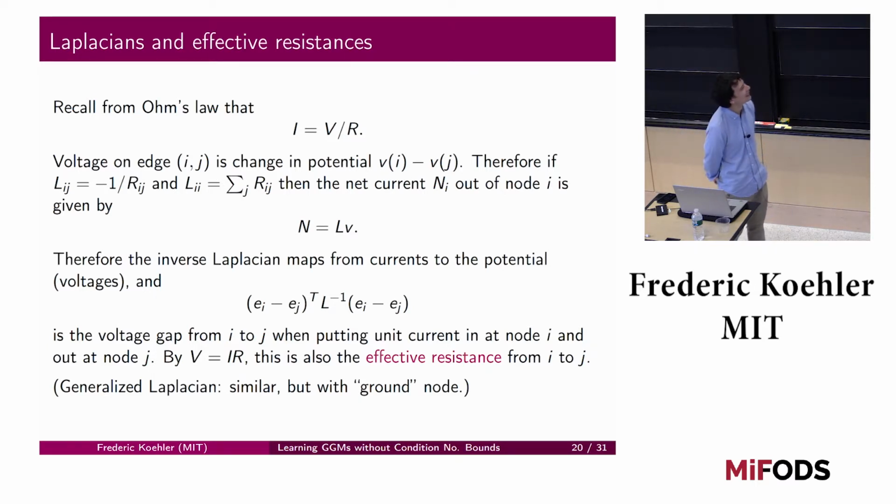Basically, you know from Ohm's law that the current is the voltage divided by the resistance. And the voltage on an edge is the change in the potential. So there's some potential function V, and if you look at Vi minus Vj, that's exactly the voltage on edge ij. If I want to compute the net current out of a node, then I just need to sum the currents along every edge. And if I write this in terms of matrices, I define this matrix with Lij as negative 1 over Rij.